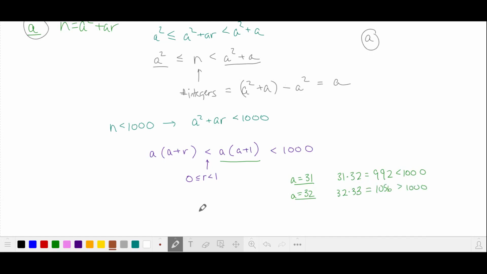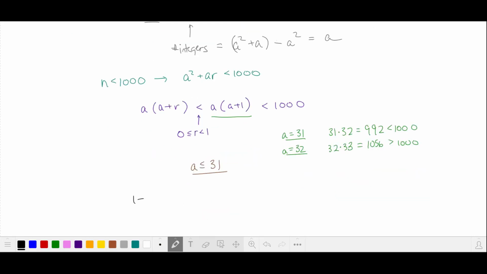So we'll be counting all n for a less than or equal to 31, starting with a equals 1 and a equals 2 all the way up to a equals 31. This is the sum of consecutive integers, so we'll use our formula, and our answer is 496.